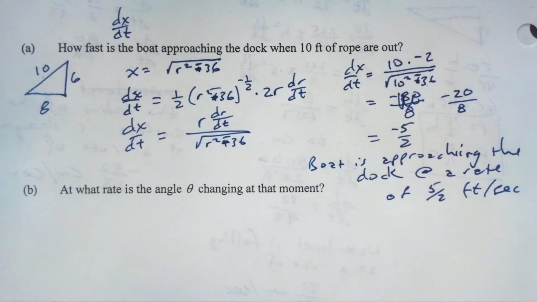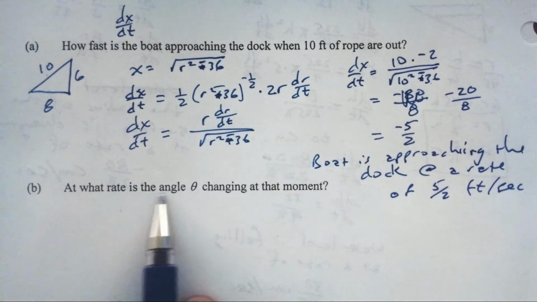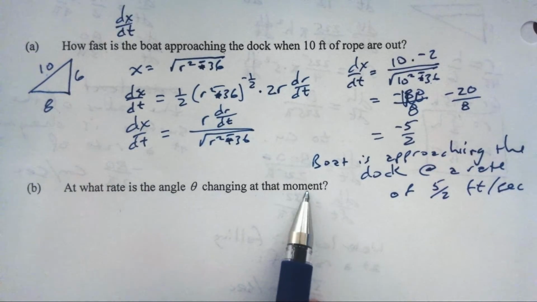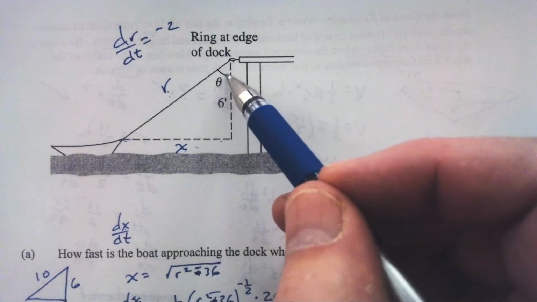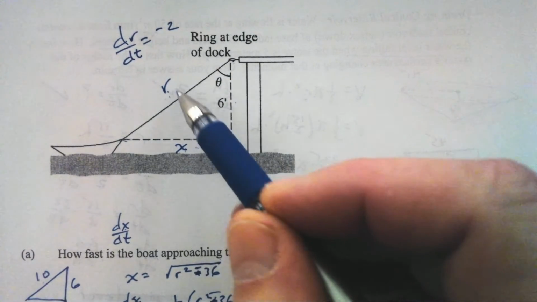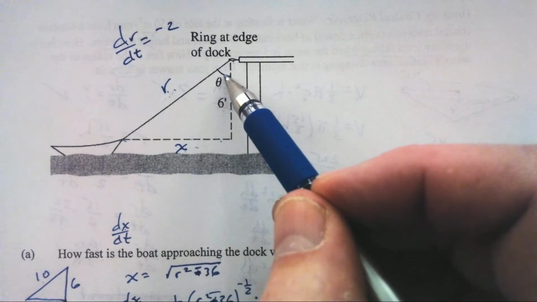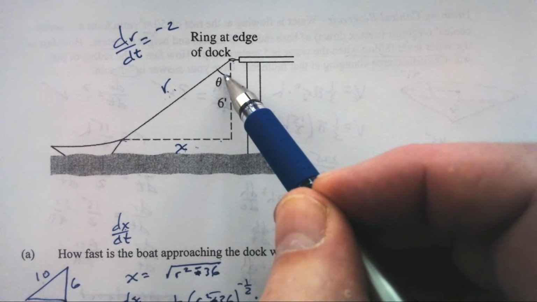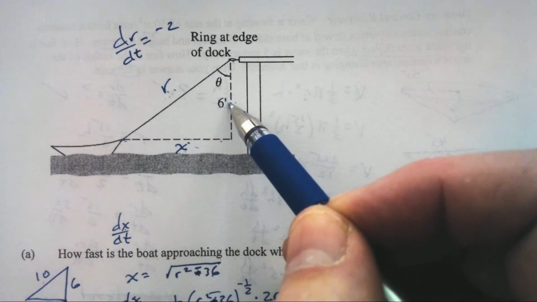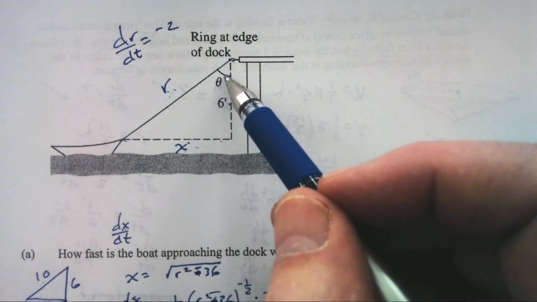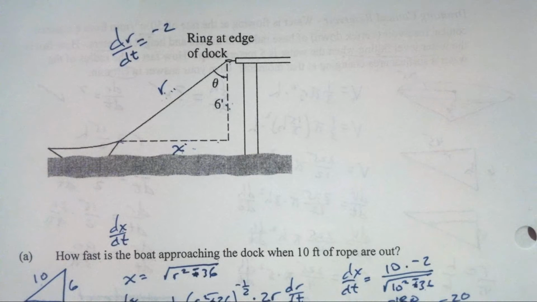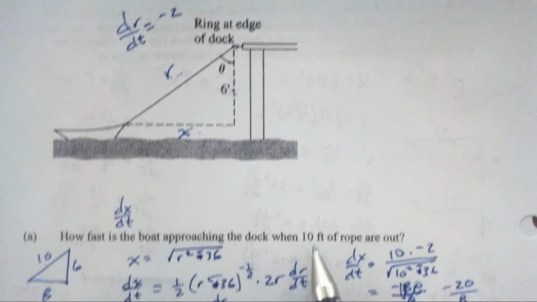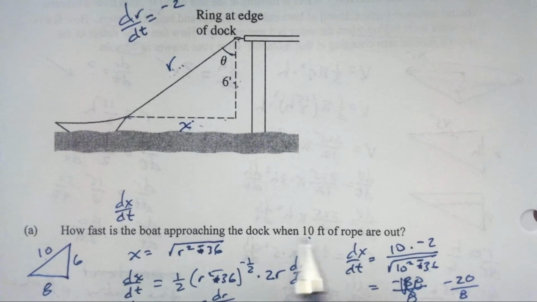Okay, and sure enough, at what rate is angle theta changing at the moment? So I want to talk about angle theta. I could talk about angle theta with sine, x on r. I could talk about theta with tangent, x on 6. I could talk about theta with cosine, 6 on r. At what rate is theta changing at that moment? At what moment? At the moment that the rope is 10 feet out.